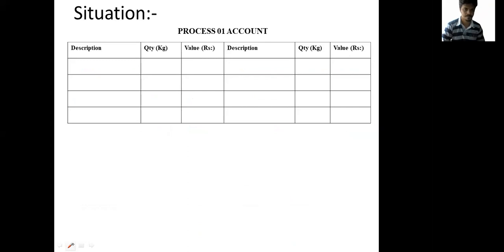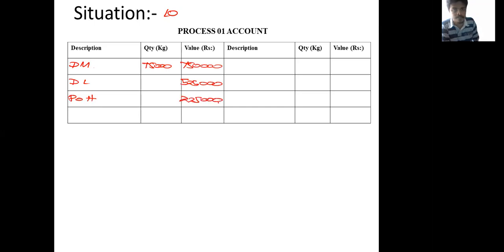Let's see. Situation 10. Direct material cost, output units 75,000, value 750,000, direct labor 525,000, then production overheads 225,000. Our output we can transfer to process 2 account, 66,000, and normal loss 15,000. We are not having a selling value.